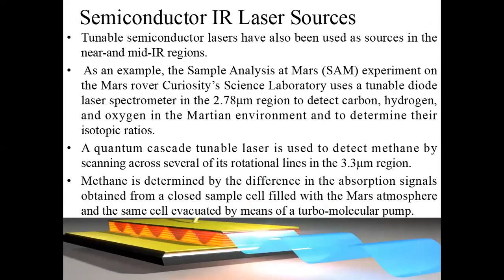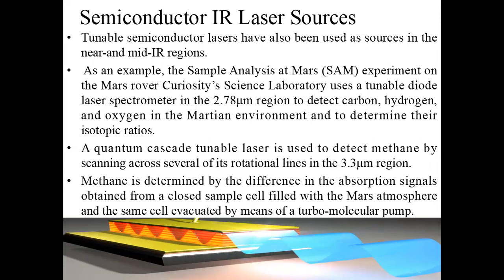Semiconductor IR laser sources. Tunable semiconductor lasers have also been used as sources in the near and mid IR regions. As an example, the Sample Analysis at Mars (SAM) experiment on the Mars rover Curiosity Science Laboratory uses a tunable diode laser spectrometer in the 2.78 micrometer region to detect carbon, hydrogen, and oxygen in the Martian environment and to determine their isotopic ratios.